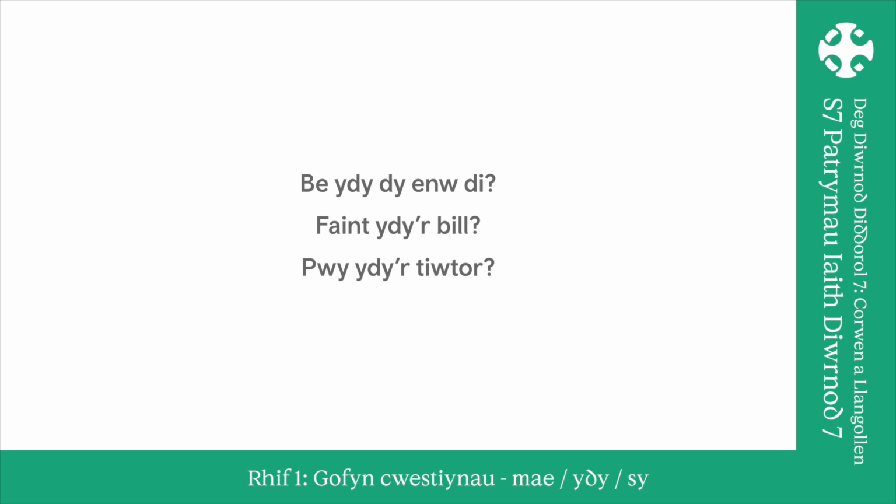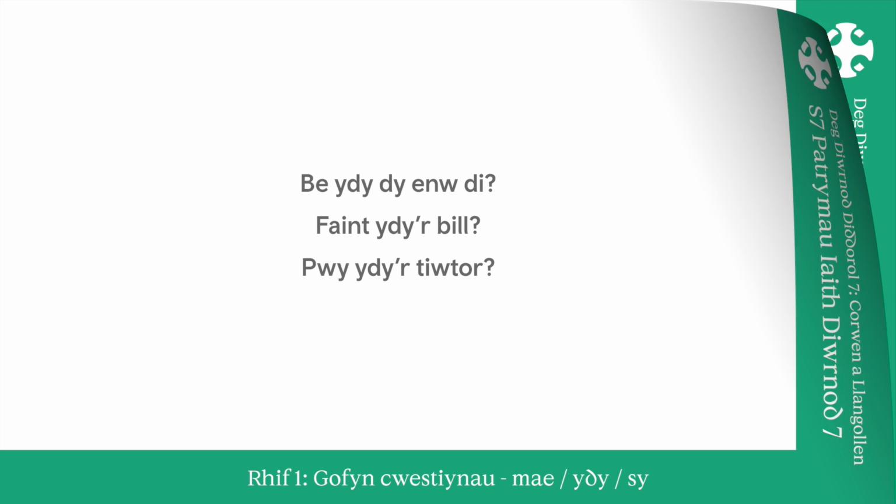Ydy works like an equals sign. Pwy equals a tiwtor. Pwy ydy'r tiwtor? John equals a tiwtor. John ydy'r tiwtor. Faint equals a bill. Faint ydy'r bill. 5 punt equals o. 5 punt ydy o.